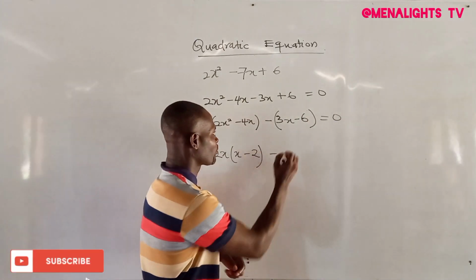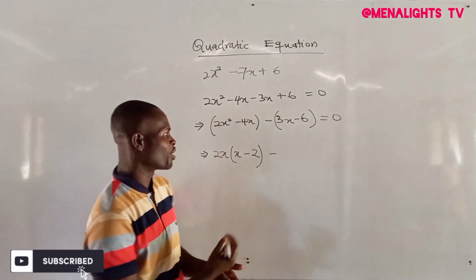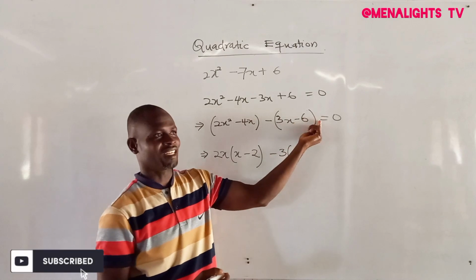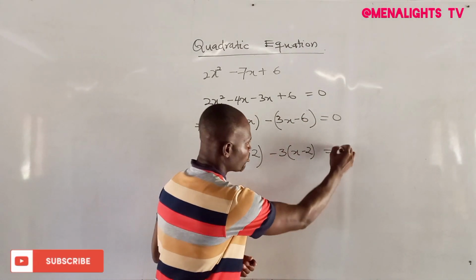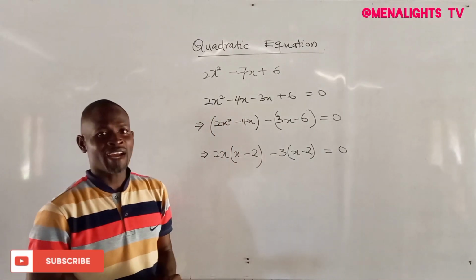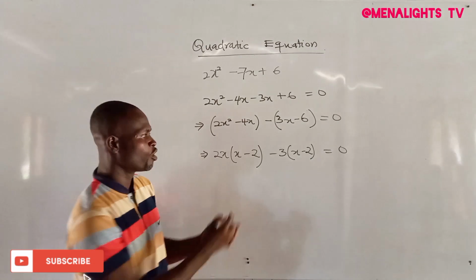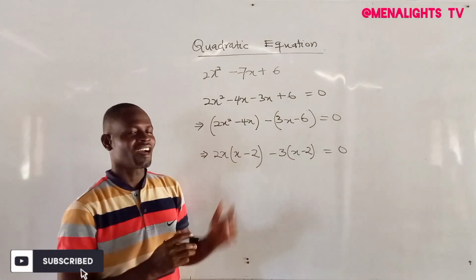Then we come to this place. The 3 can divide the 6. So because of that, we have the 3 out. We have an x here, there's no x there. So because of that, we have the x minus 2 as well, which is equal to 0. Mind you, the things in the bracket have to be the same. So x minus 2 here and x minus 2 here as well.